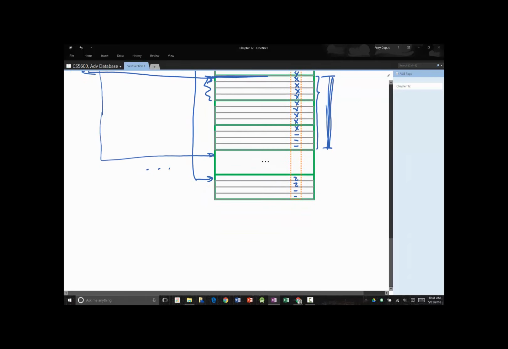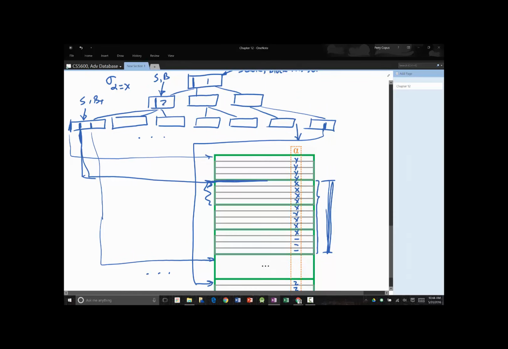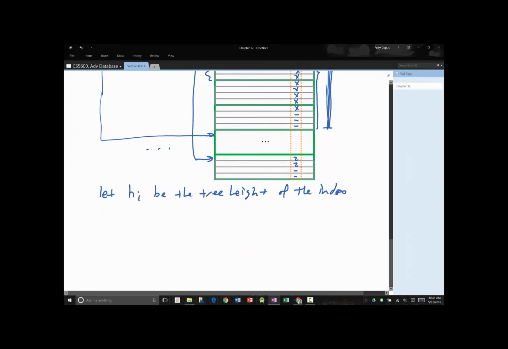Well, we'll say let h sub I be the tree height of the index. Okay, in this case, what is it? It's 3, right? 1, 2, 3, right? Okay. So h sub I is the tree height of the index. So then the cost for learning where in the table to start, what is that cost?